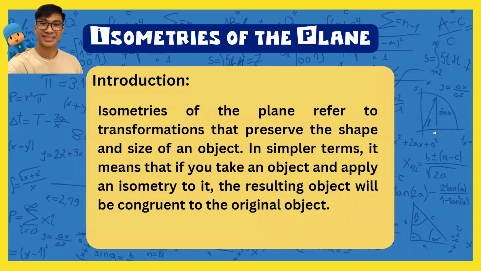Introduction. Isometries of the plane refer to transformations that preserve the shape and size of an object. In simpler terms, it means that if you take an object and apply an isometry to it, the resulting object will be congruent to the original object.